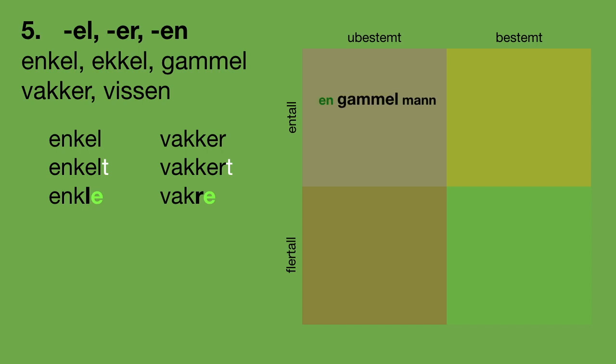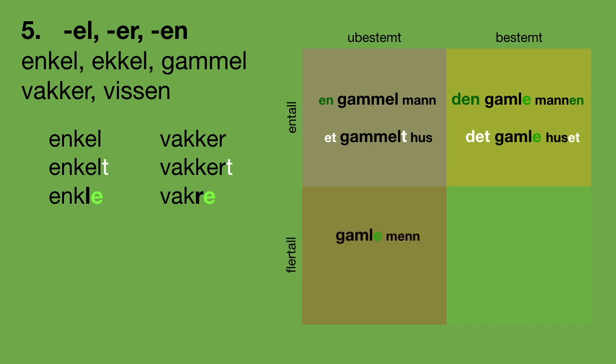So, en gammel mann, et gammelt hus. Den gamle mannen, you see what happened? Gamle, one of the M's disappeared, and also LE, they switched places. Det gamle huset. Gamle menn, gamle hus. De gamle mennene, de gamle husene. So pay special attention to them. They're not so difficult, and you get used to them very quickly.